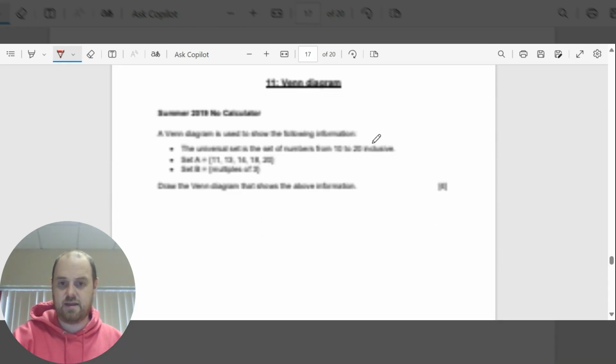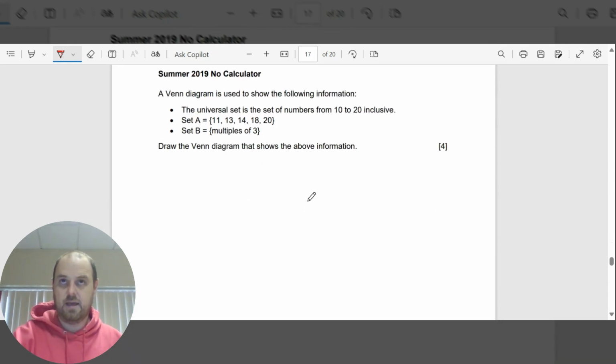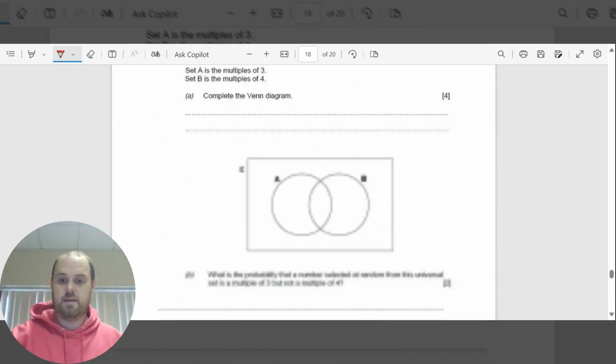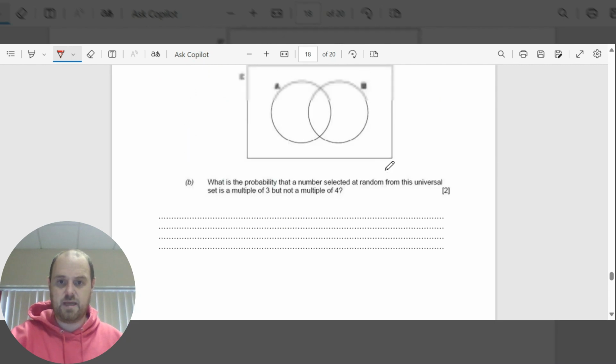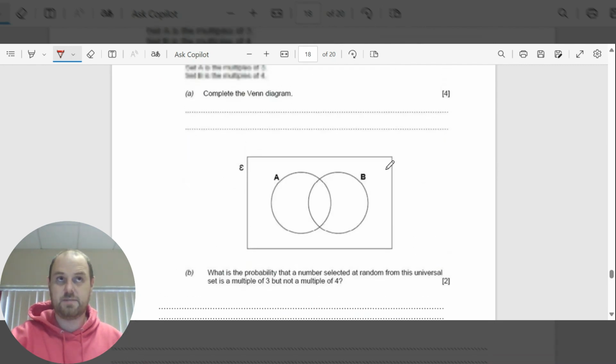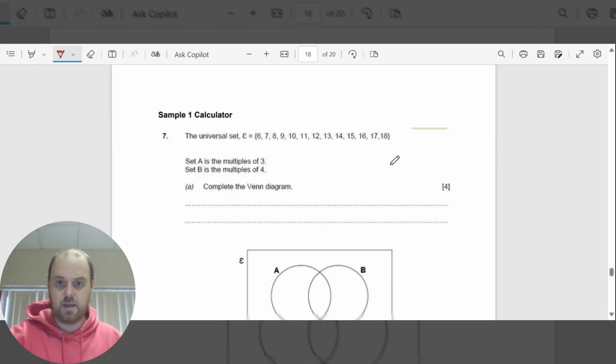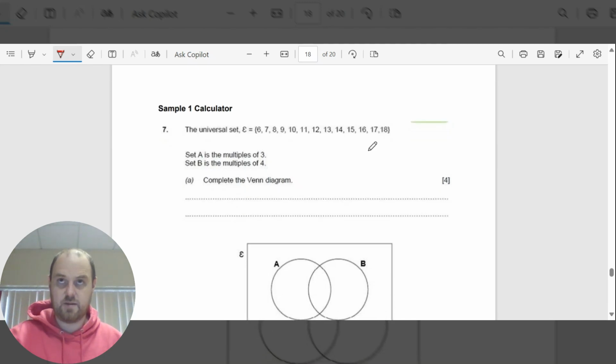And finally, Venn diagrams. Okay. Again, I'm just making a video. Okay. Let's put some numbers in here. You can try some of the other ones. Yeah, let's have a look at this.